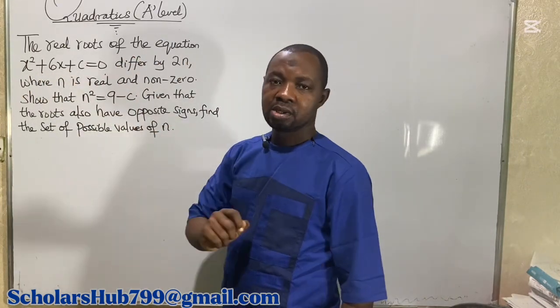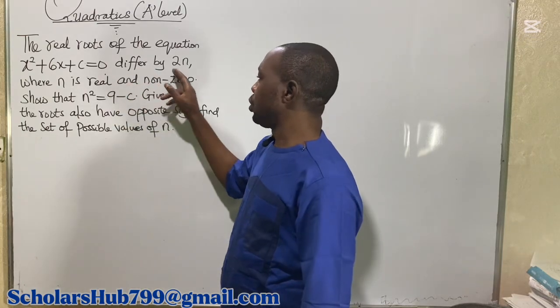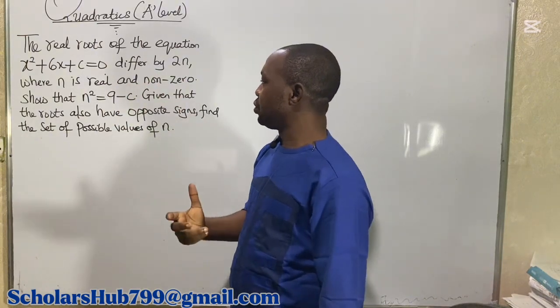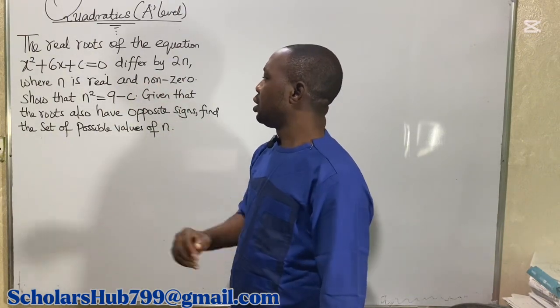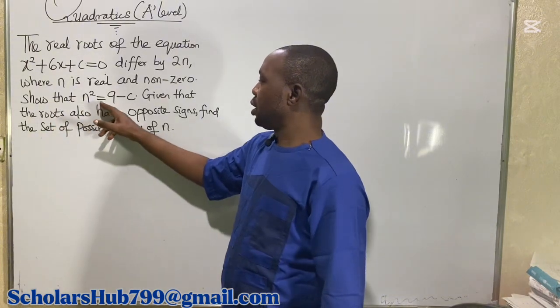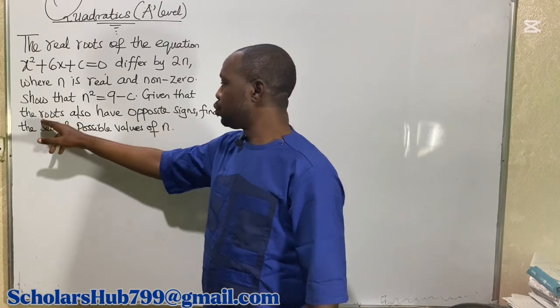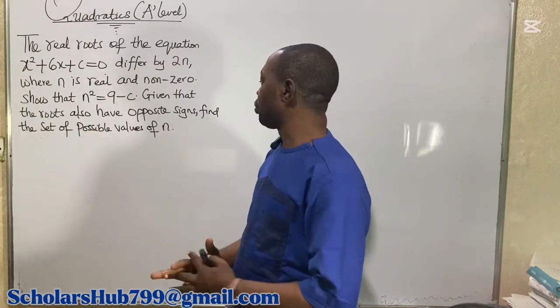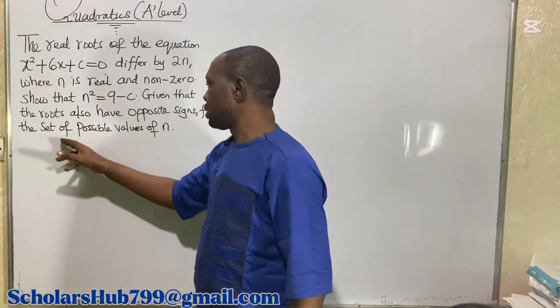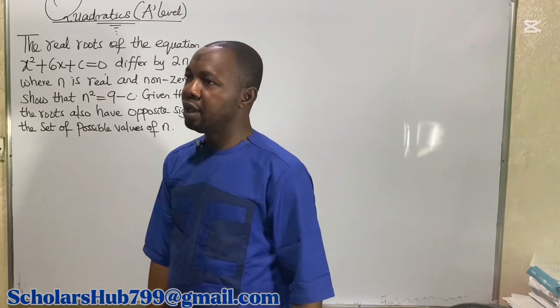c equals 0 differ by 2n, where n is real and non-zero. Now we want to show that n squared equals 9 minus c, given that the roots also have opposite signs, and also find the set of possible values of n.